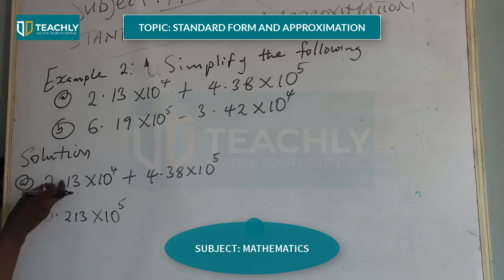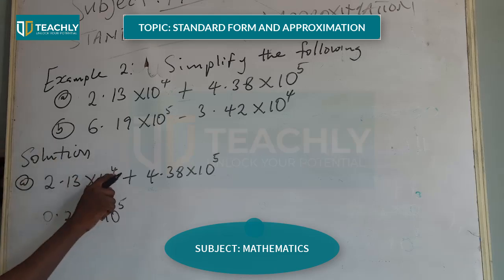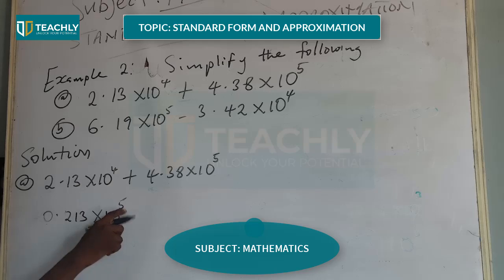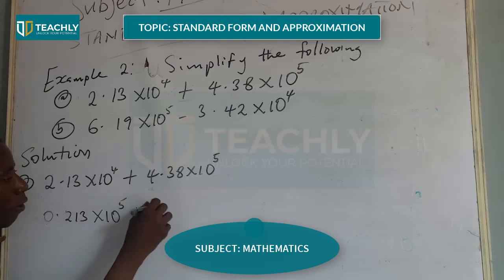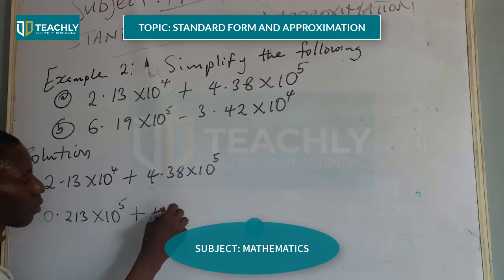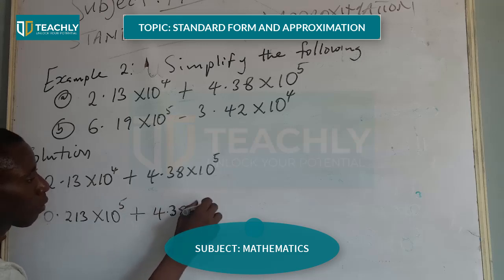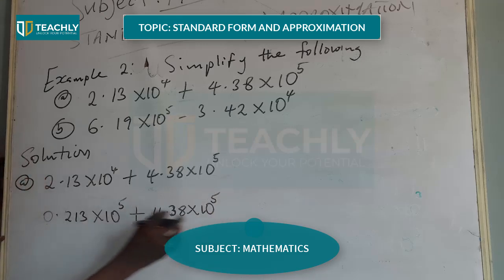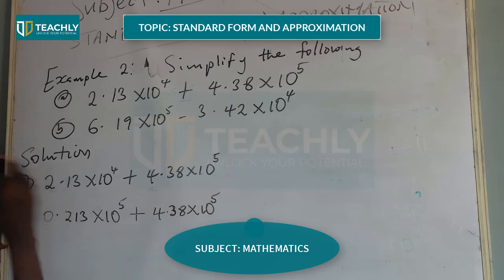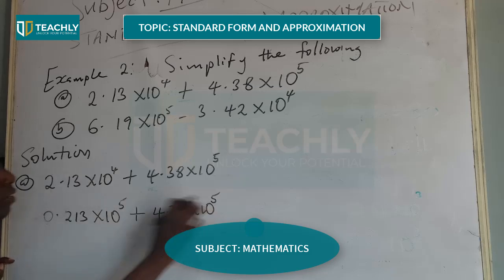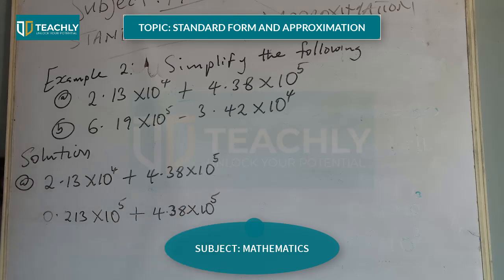So if you shift the decimal point forward like that, you add one to the power 4, giving 10 to the power 5, plus 4.38 times 10 to the power 5. Both are now in the same power. Their base 10 are now in the same power. So with that, you can now add.